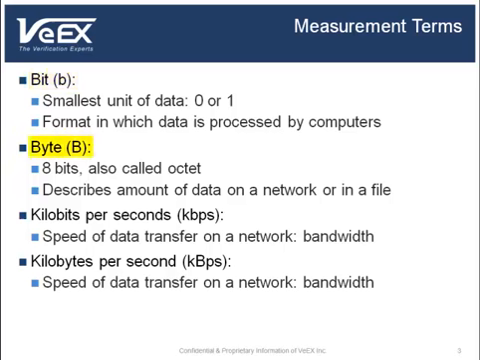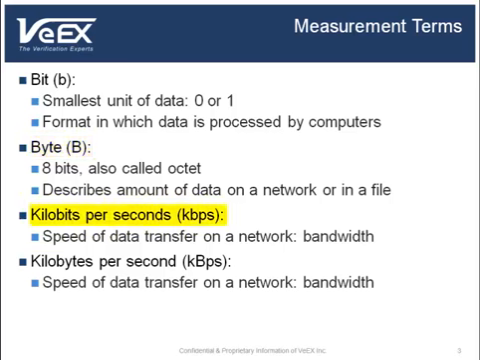A byte, represented by an uppercase B, is equal to 8 bits, which is also called an octet. Historically, a byte was the amount of bits needed to represent one character of text. It is the unit that describes the amount of data on a network or in a file.